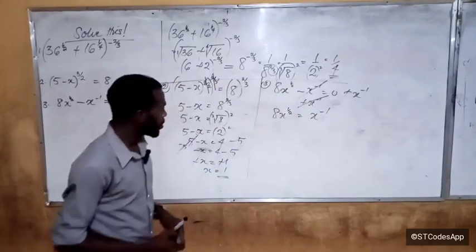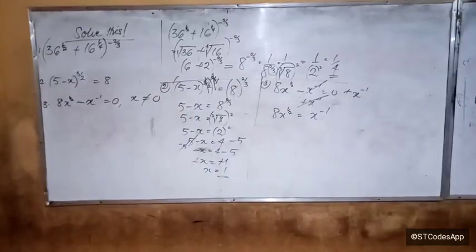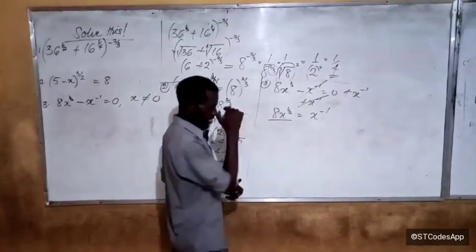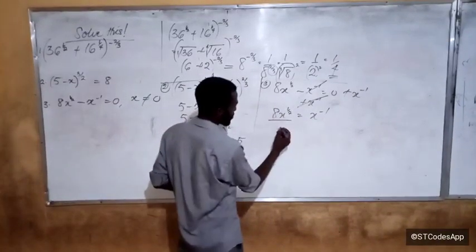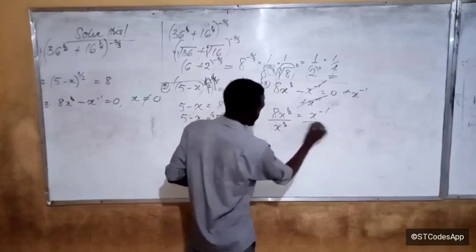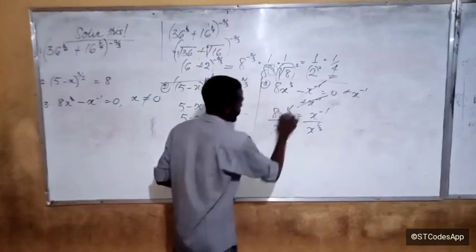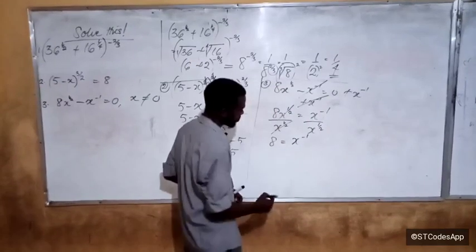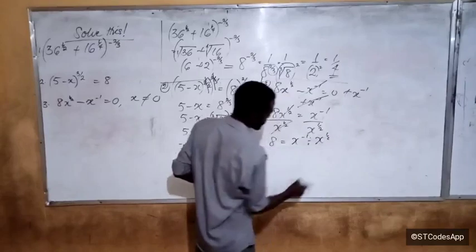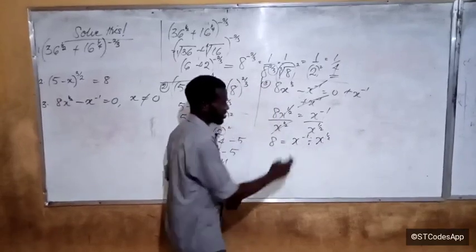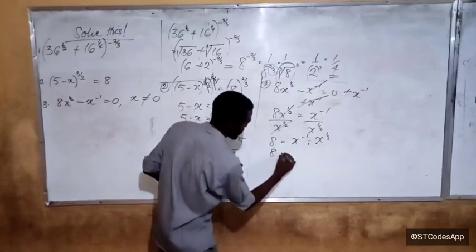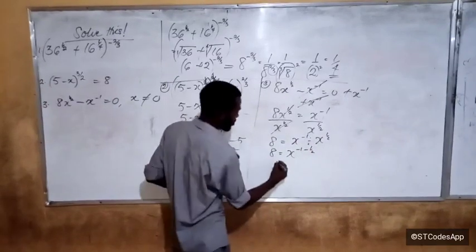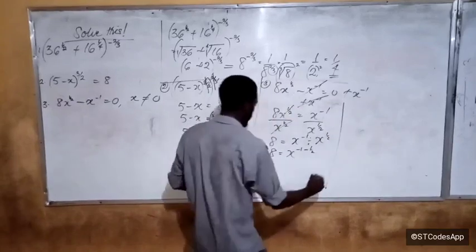Is that okay? So what we'll do here is we'll divide both sides by x raised to power half. So that becomes x raised to power half over x raised to power half. So this takes care of this, and with this we have 8 is equal to x raised to power minus 1 divided by x raised to power half. Is that okay? So division of bases means subtraction of powers. So we have 8 will be equal to x raised to power minus 1 minus half.